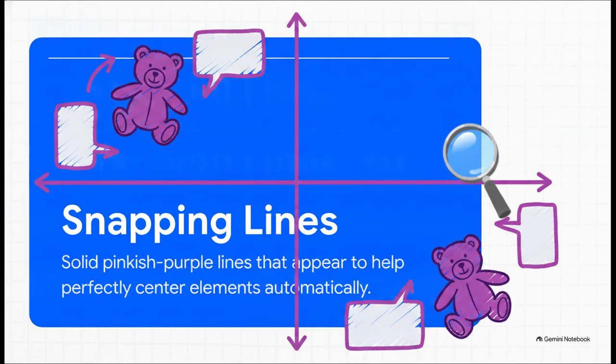Now, as you're dragging all those teddy bears and text boxes around the screen, you don't even have to stress about alignment. Canva totally holds your hand here with what they call snapping lines. These are these solid pinkish-purple lines that just automatically pop up the exact moment your graphic is perfectly centered, either vertically or horizontally. It just kind of snaps right into place.